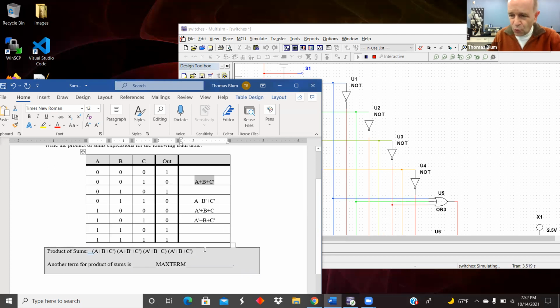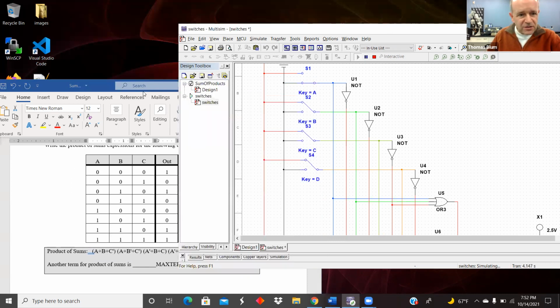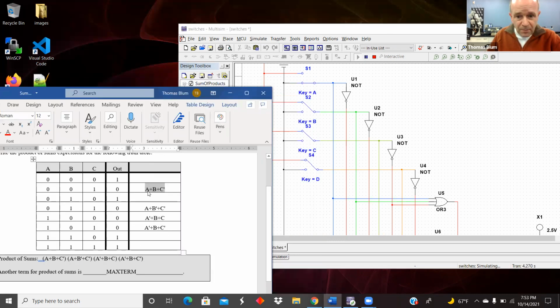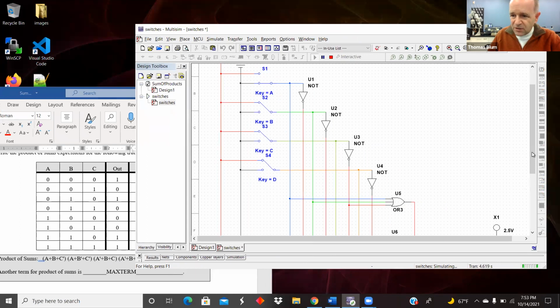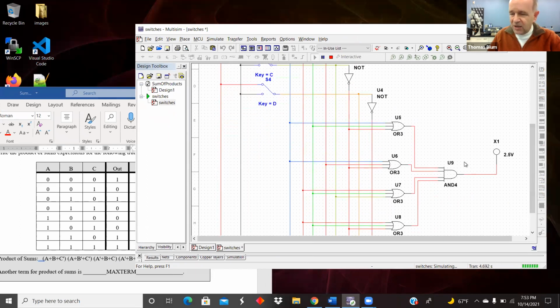You have to respect your order of operations, your precedence. So you need parentheses around your sums to make a product of them. And then this sum corresponds to an OR gate, and the product of them corresponds to an AND gate. So when you're building it in gates, then you need the corresponding OR gates first and then the AND gate.